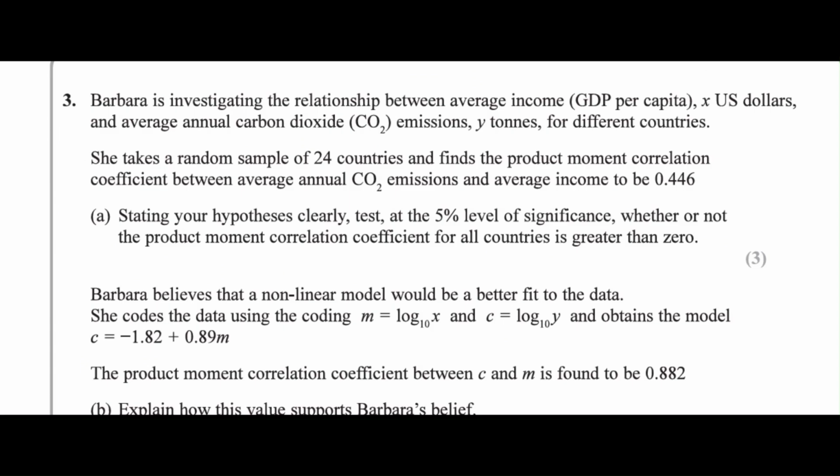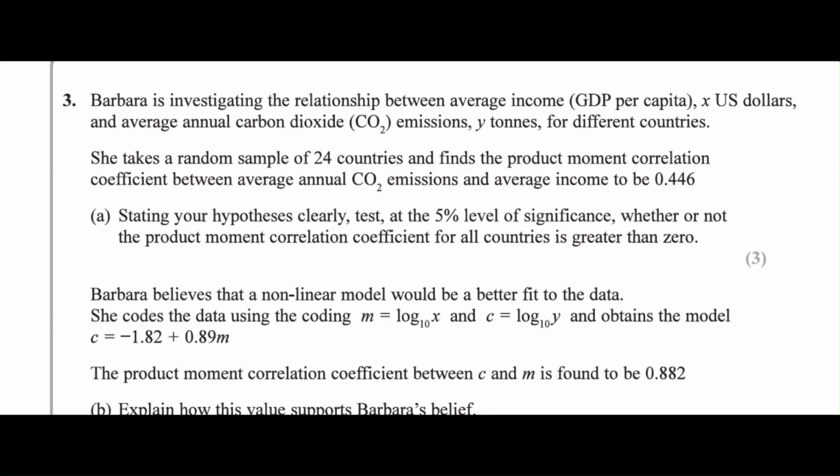Question 3. Barbara is investigating the relationship between average income, that is GDP per capita x US dollars, and average annual carbon dioxide emissions y tons for different countries. She takes a random sample of 24 countries and finds the product moment correlation coefficient between average annual CO2 emissions and average income to be 0.446. Stating your hypothesis clearly, test at 5% level of significance whether or not the product moment correlation coefficient for all countries is greater than 0.